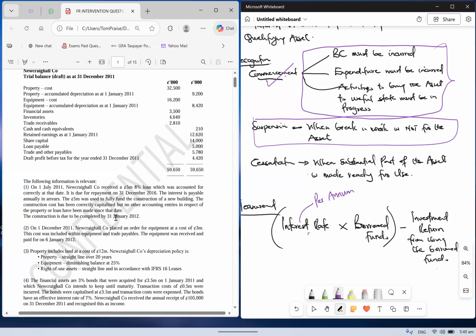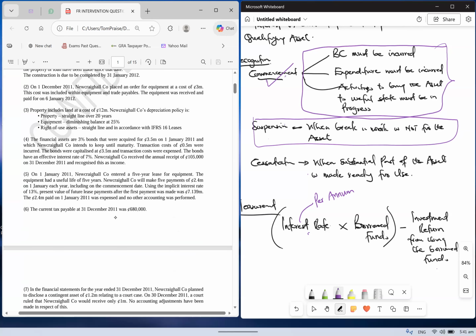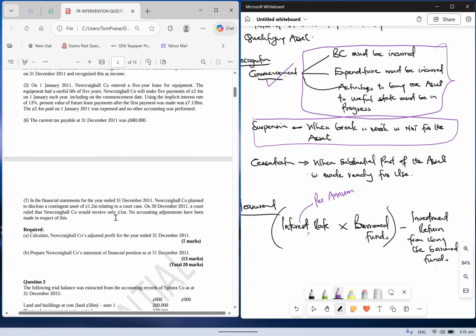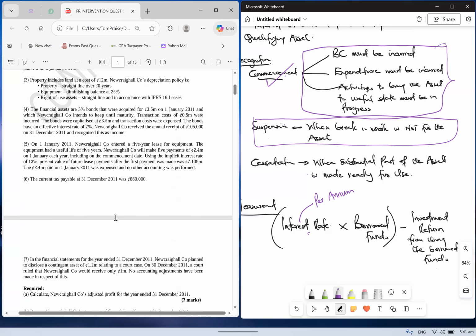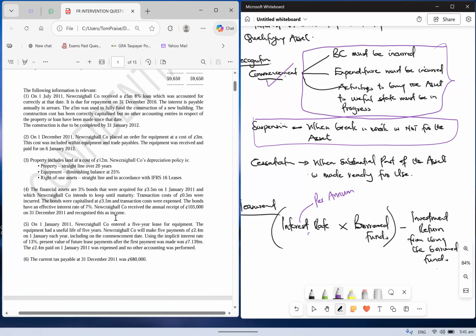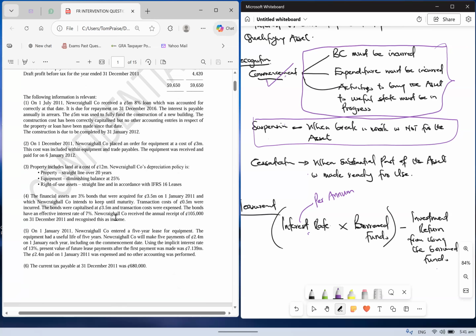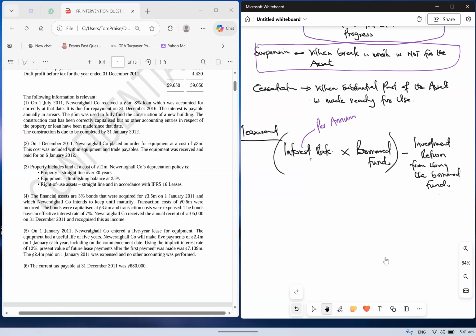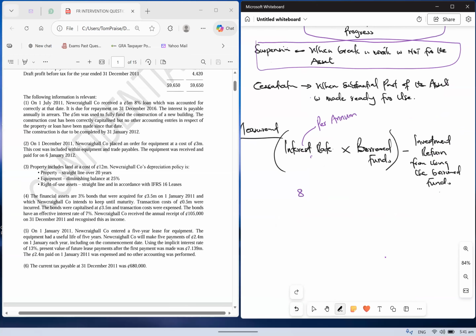So now, you need to calculate the months. And remember, your work ends in December 2011. You are preparing an account for 2011. So how much of this 2011 will go into this borrowing cost calculation that we want to do? So what is our interest rate? The interest rate is 8%. Is that not it?